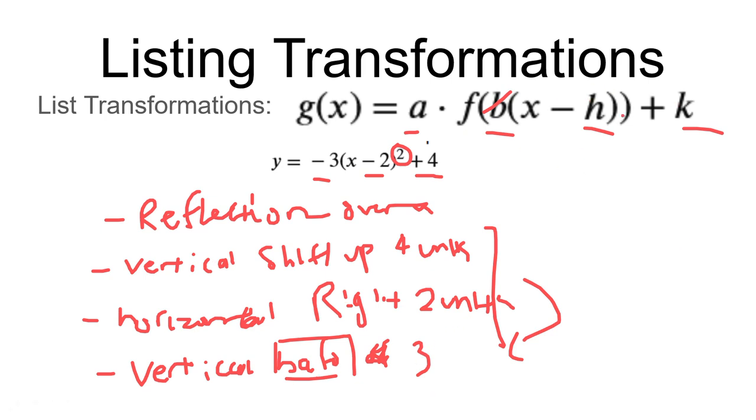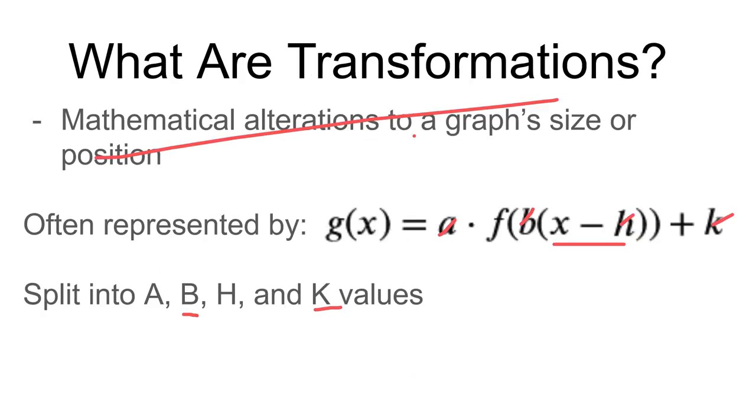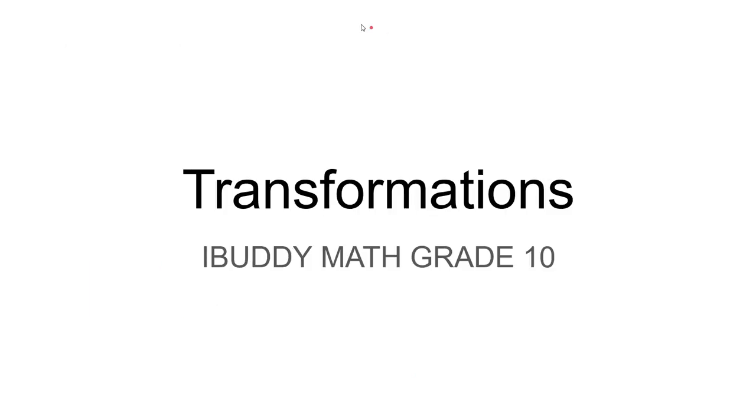So this is all you need to list transformations. You look at the number, you decide what transformation it is, and then you list it. It's that simple. And that essentially concludes transformations, IB Math Grade 10.